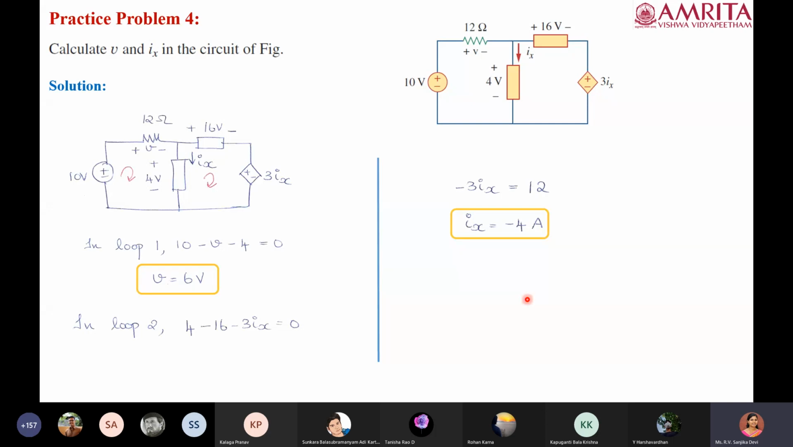Yes, students who are having doubts, you can ask. Ma'am, in the loop 1, you have taken 10 minus V minus 4. No? Yes. All three are in V form only. No? All three are in V form, potential form only. No? Potential difference form. So can you be a little bit louder? I am not getting your question. Ma'am, all are in the form of V only. No? Like 10V minus 4V. Why don't we take this?